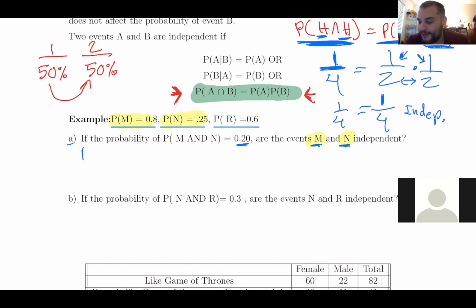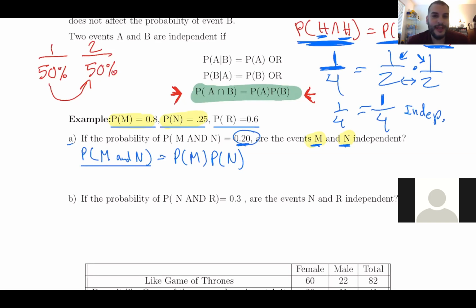So we want to see if the probability of m and n is equal to the probability of m multiplied by the probability of n. So far, any question on how I got that formula? All right. If you look at the probability of m and n, they already gave us that probability. They told us it's 0.20. So we're going to say this is 0.20.